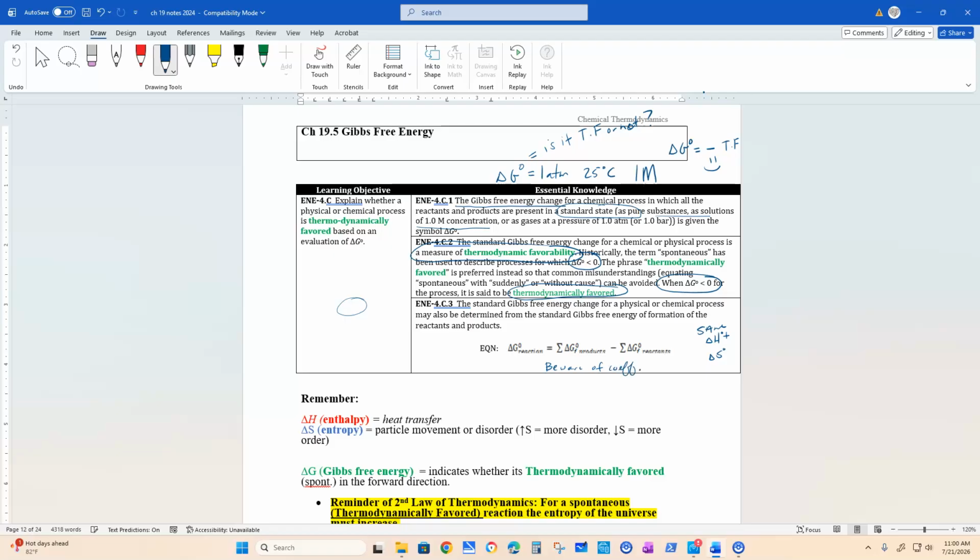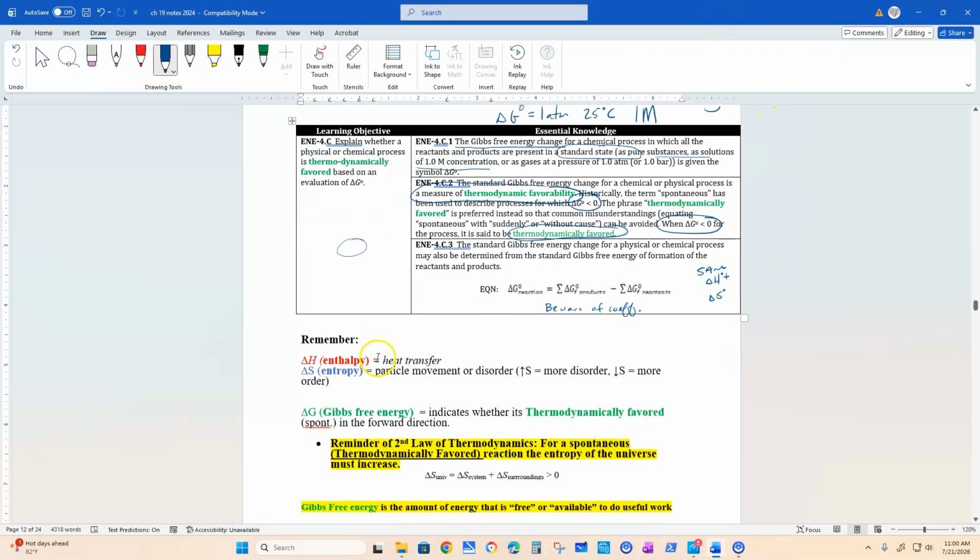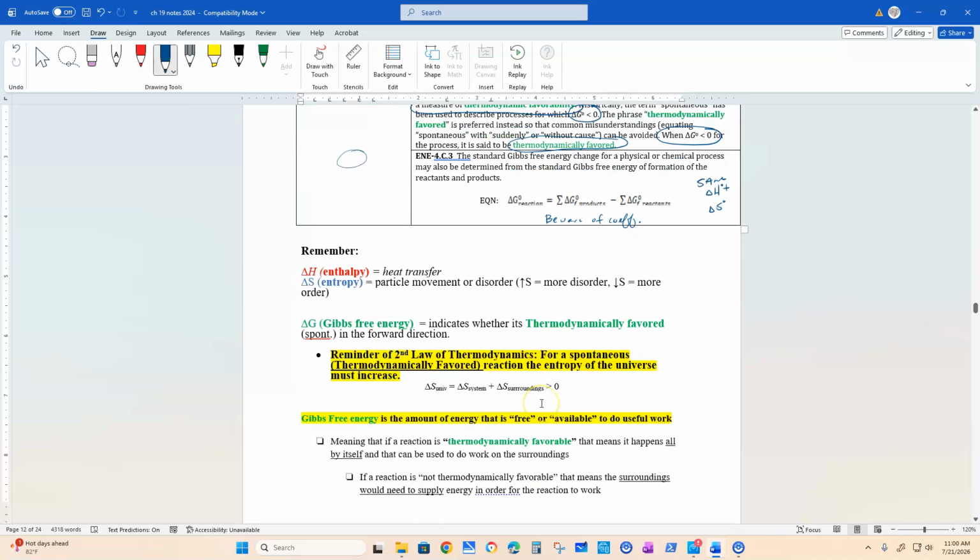Okay, so how are all these variables connected with each other? So we already know delta H, enthalpy, heat transfer. Did heat go in or did heat go out? Remember, delta H also equals Q if it's at constant pressure. Delta S, entropy. Do you have particle movement? Do you have disorder? The more disorder, the higher the entropy. And obviously, this is what we're looking for.